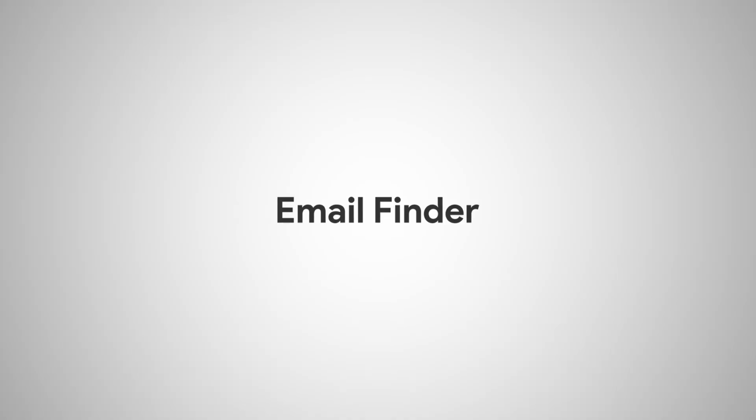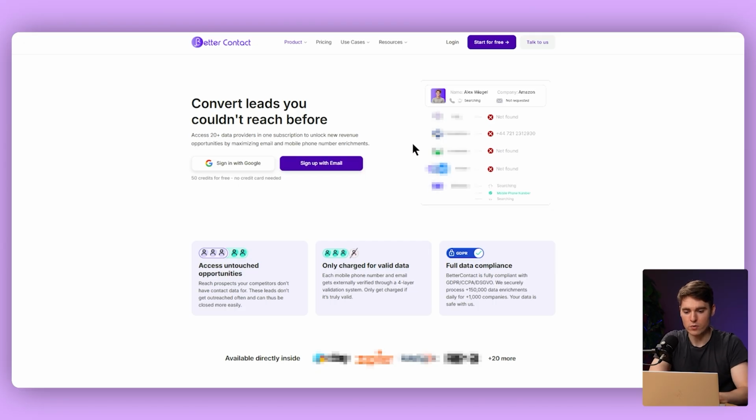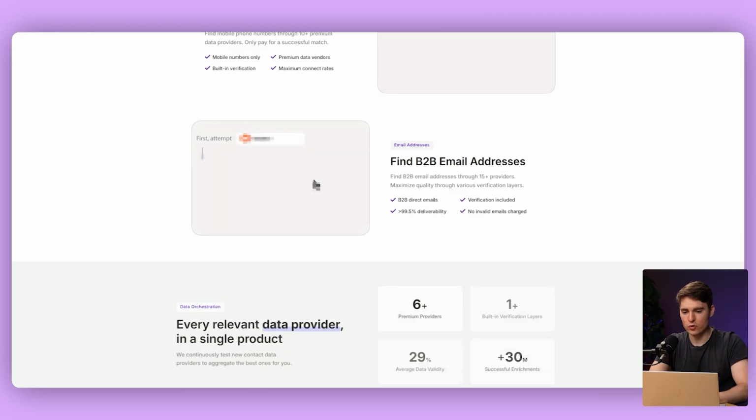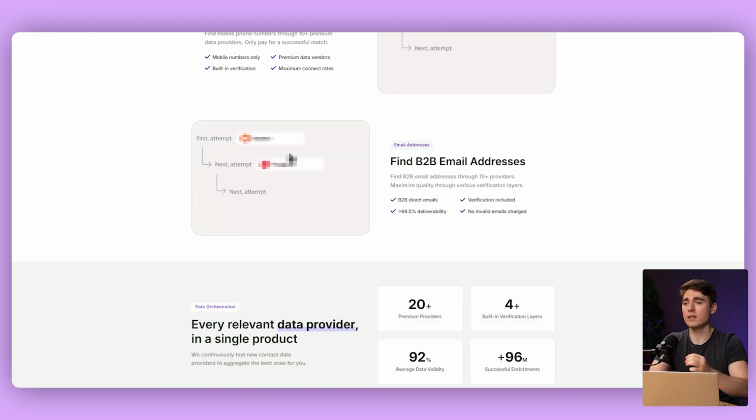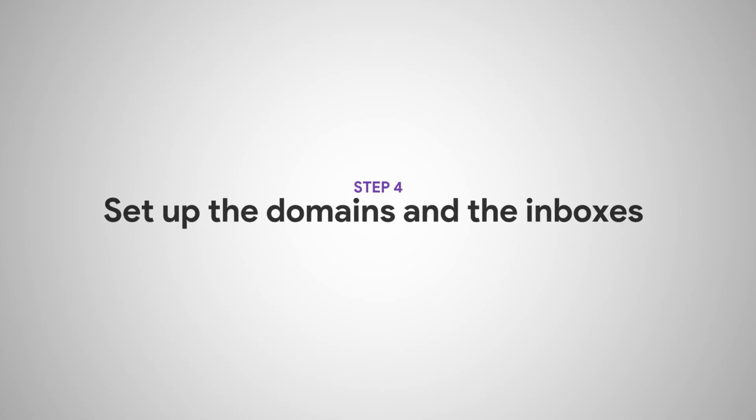So what I like to do here is use a tool called Better Contact, which basically aggregates all of the relevant email finders. So it's over 20 data providers, and they also make sure that the email is actually valid. And if the email is not valid, we also don't get charged. To understand how it works, we can see here on the product page that if one tool didn't find the email, then the next tool is requested. And only if the verification layers, such as Zero Bounce, say that the email is actually valid, it gets put back to us, and that's the only time that we get charged for it.